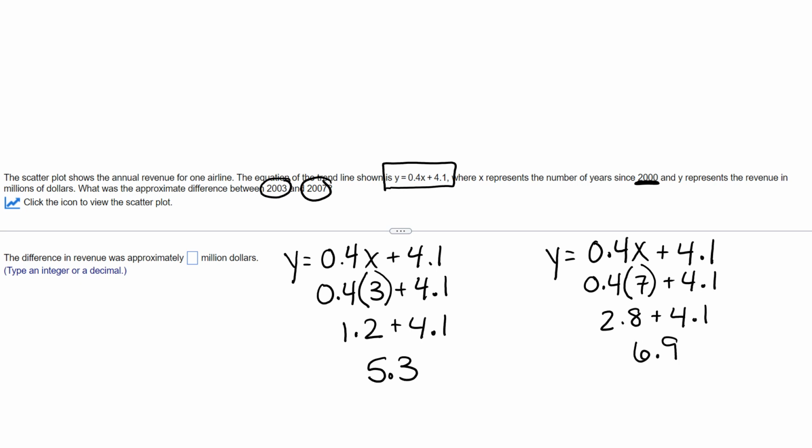The question asks us to spot the difference. The word difference means to subtract. So when we subtract the 6.9 and the 5.3 answers, we end up with a value of 1.6. It's approximately a $1.6 million difference.